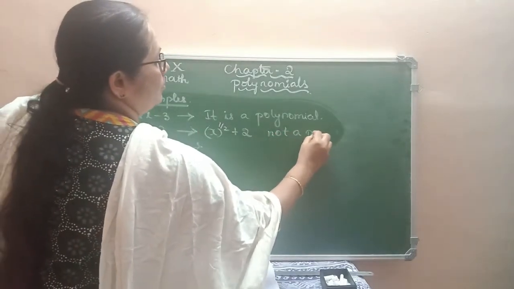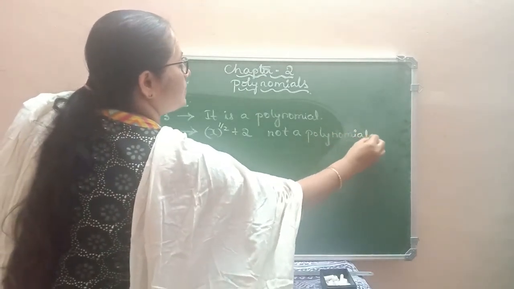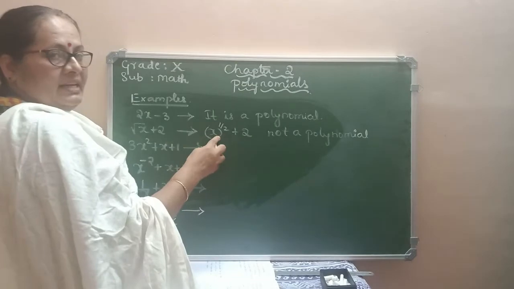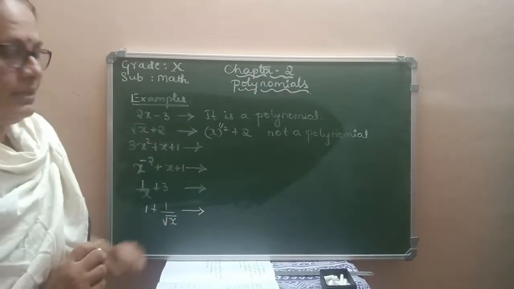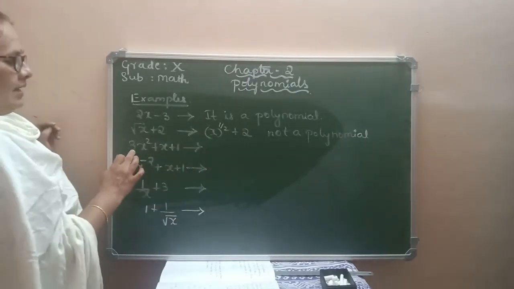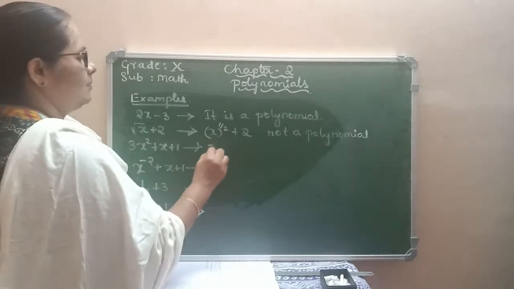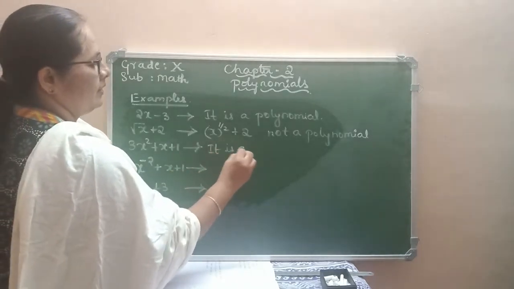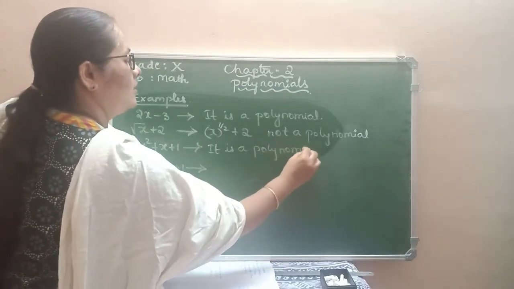It is not a polynomial because the power of the variable is not an integer. Therefore, this is not a polynomial. Next, 3x square plus x plus 1. Yes, it is a polynomial.